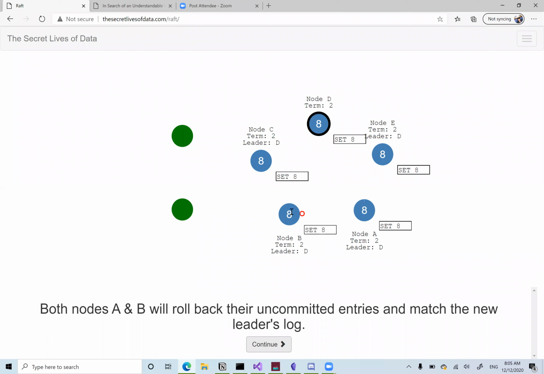If the system had reached much further ahead, like if it had logs till index 5 and they had logs only till index 3, then the leader will repeatedly send back whatever messages these nodes did not have with them.